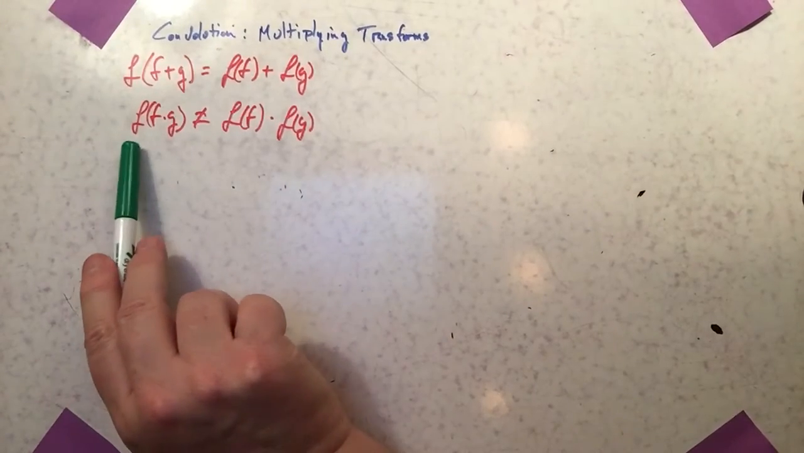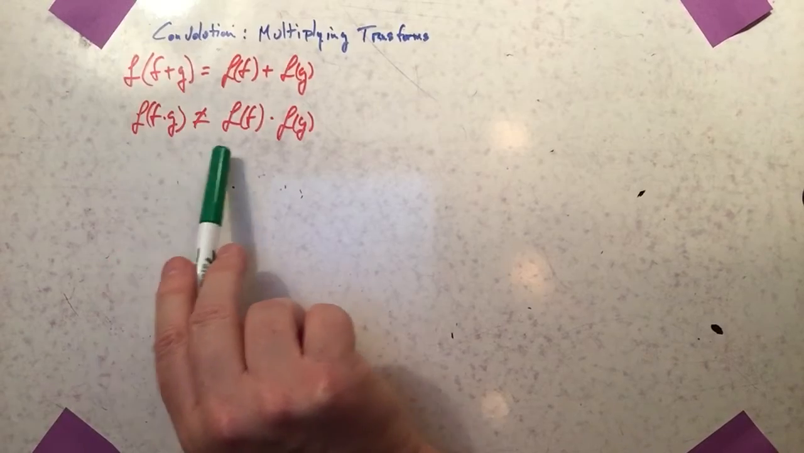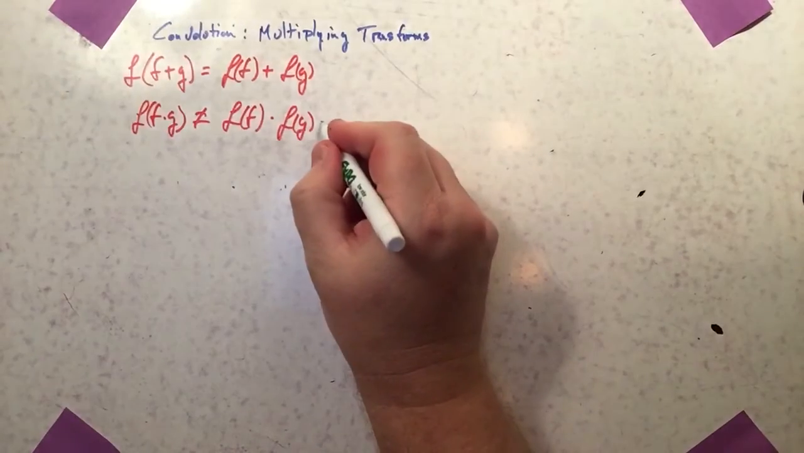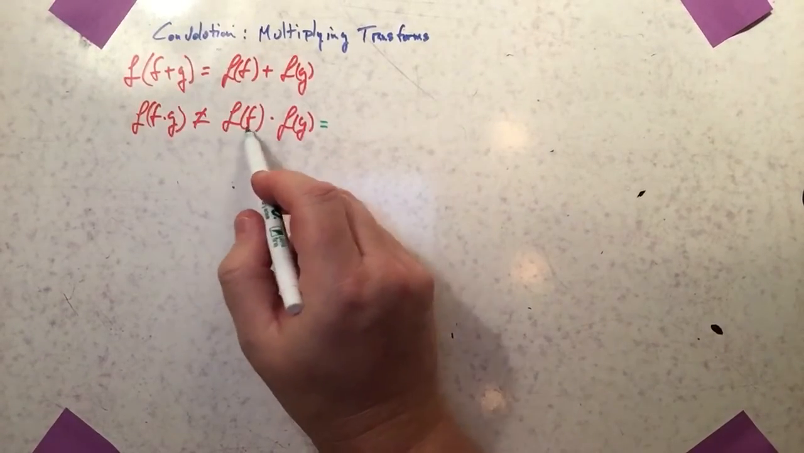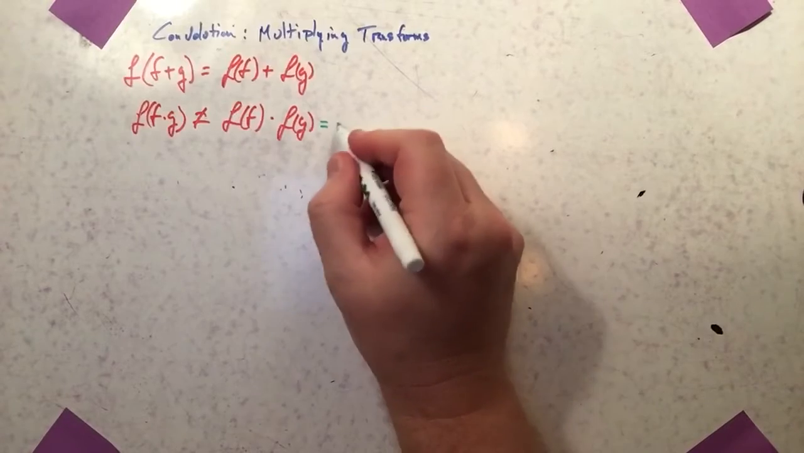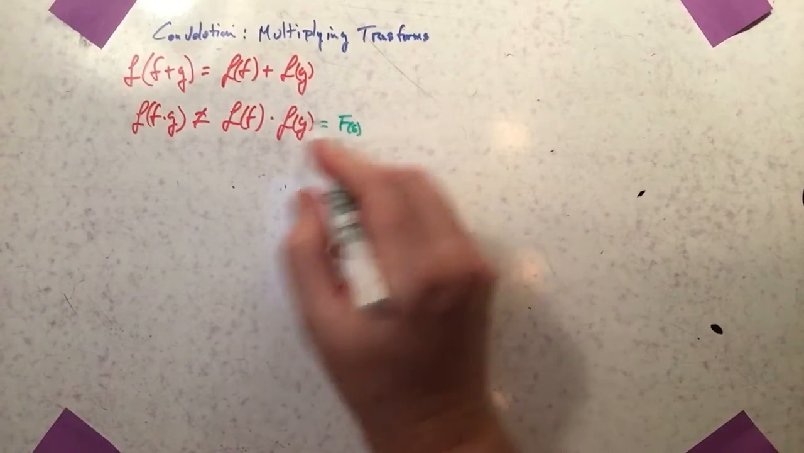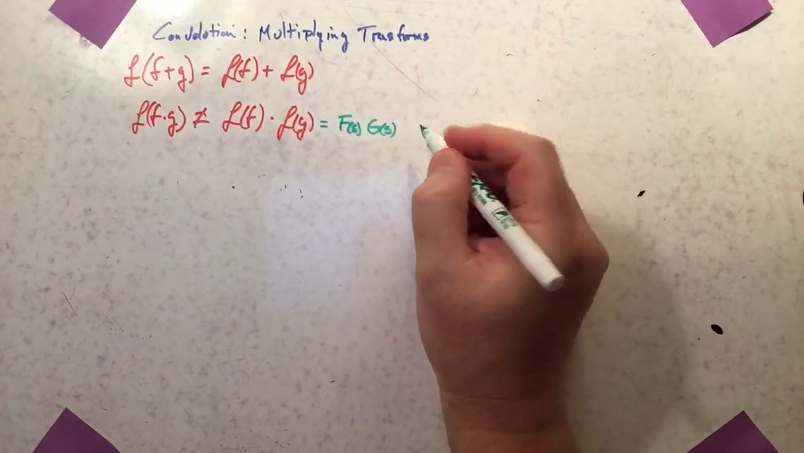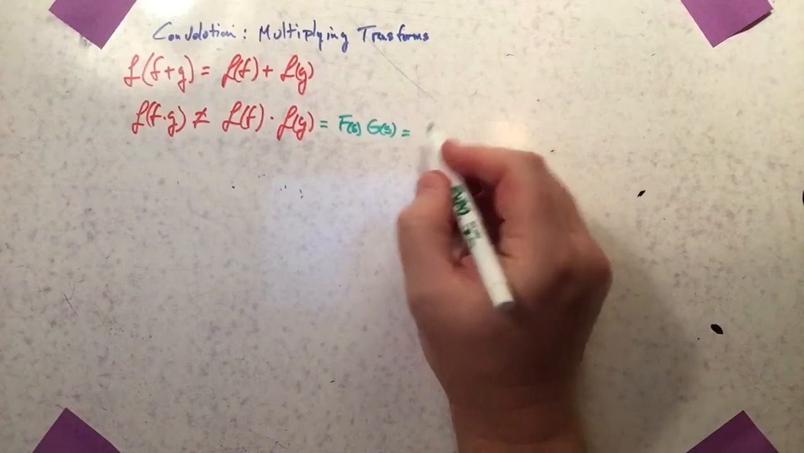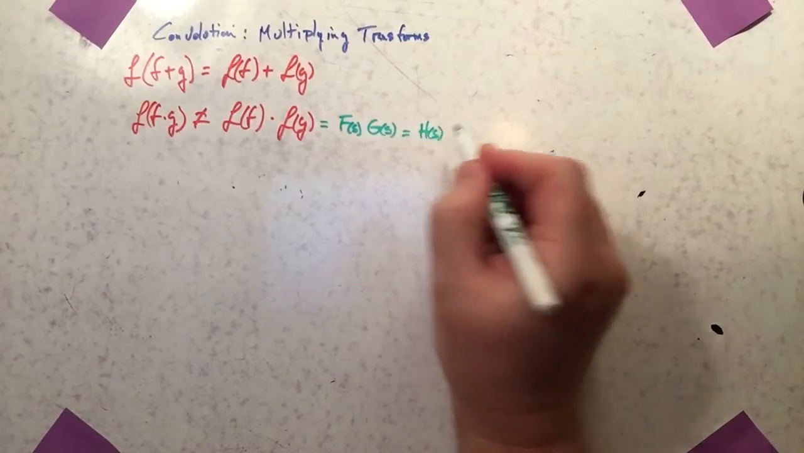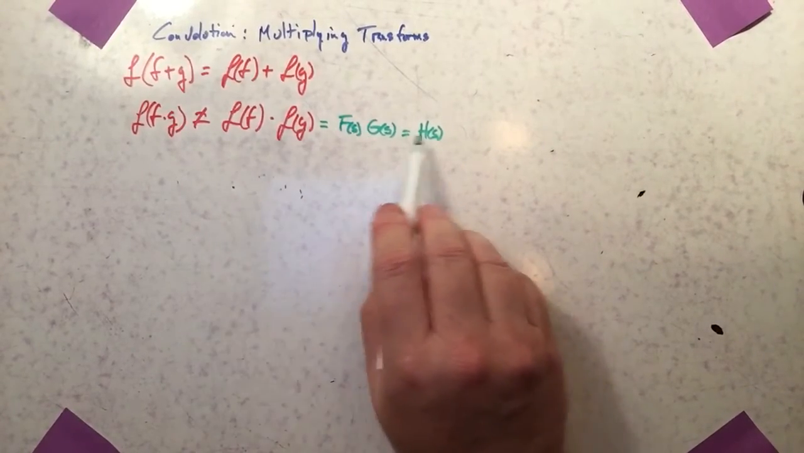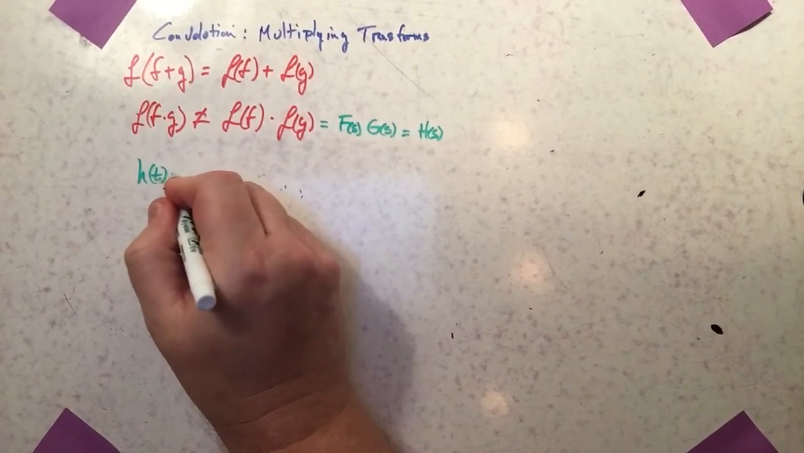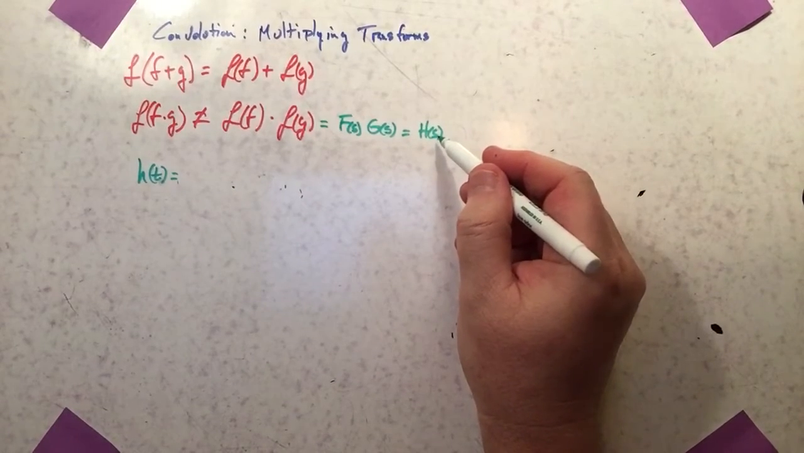But if I have the Laplace transform of a product of two functions, that is not equal to the product of their Laplace transforms. So what is this equal to? Well, let me rewrite it. If the Laplace transform of the function f of t is capital F of s, and the Laplace transform of the function g is capital G of s, then I'll say the product of these is equal to H of s. So that will be what the product of their Laplace transforms is actually equal to. That makes h of t equal to the inverse Laplace transform of H of s.